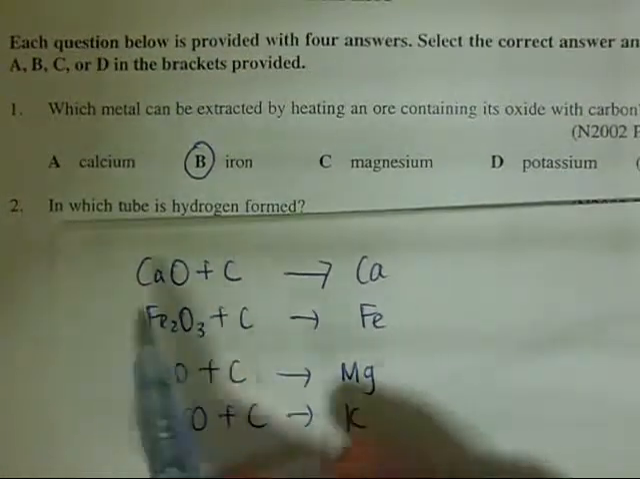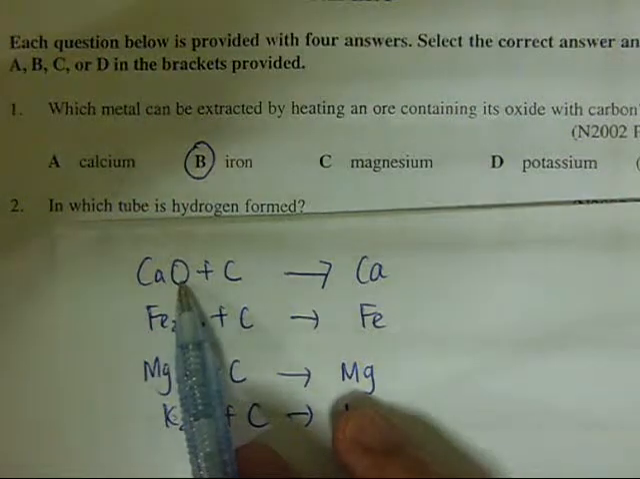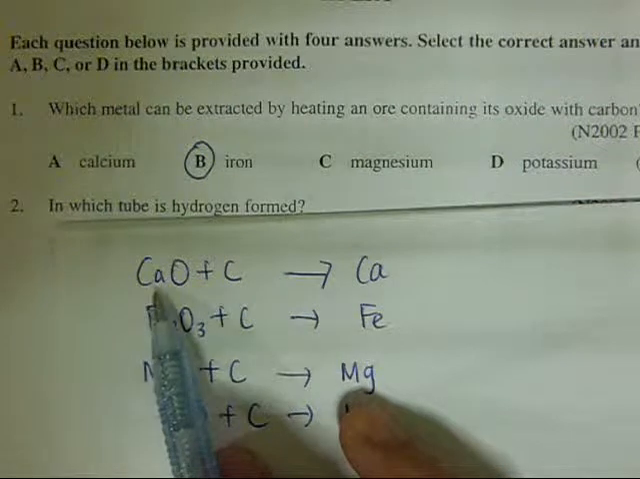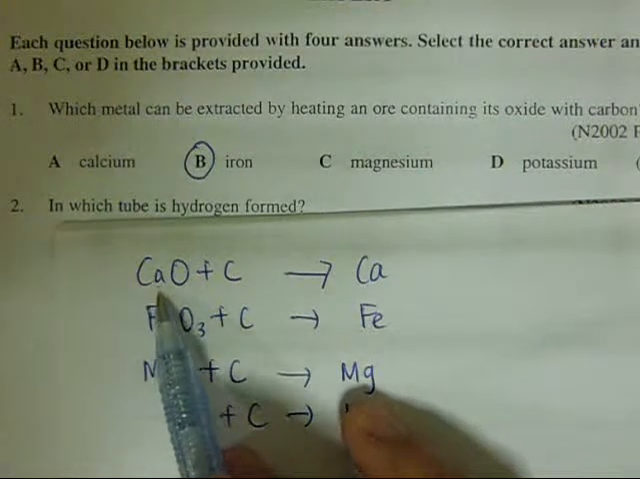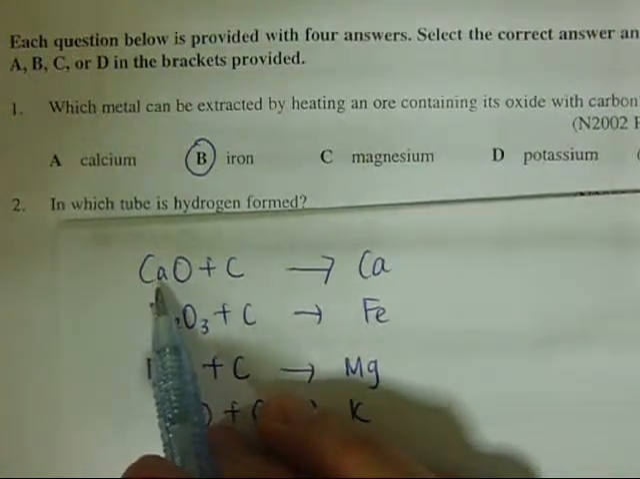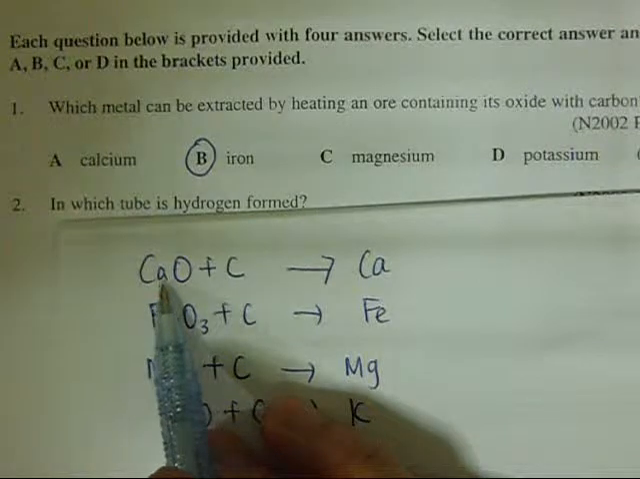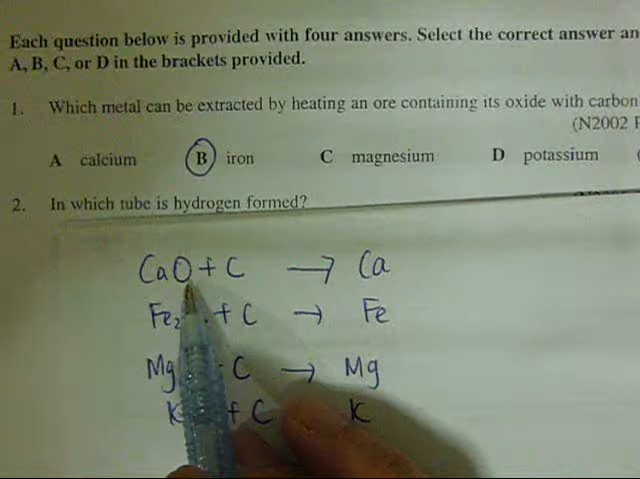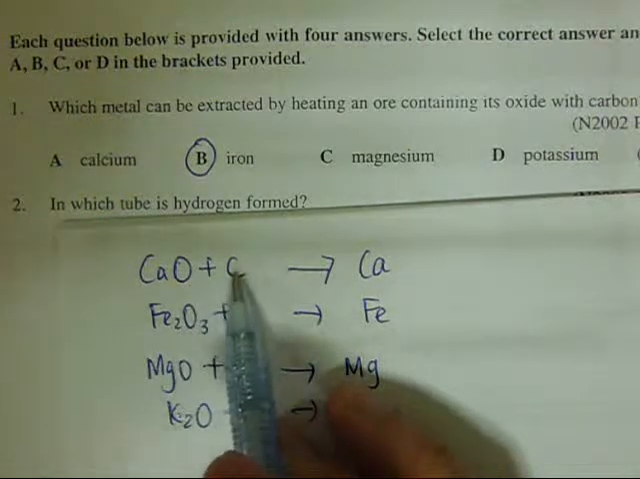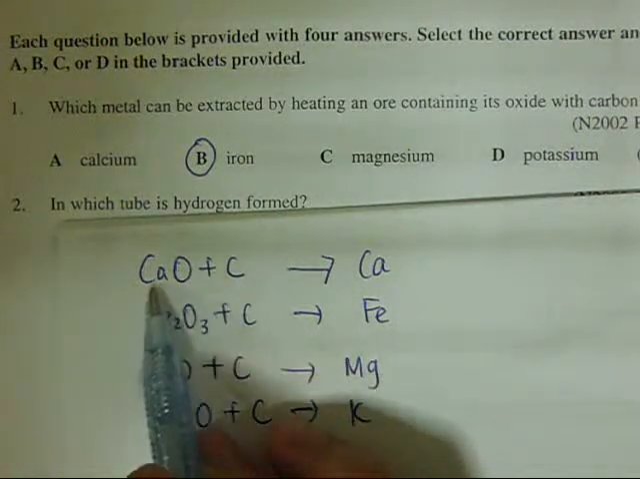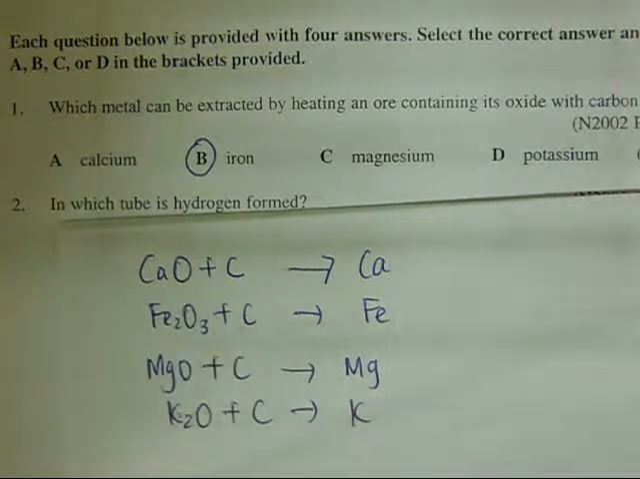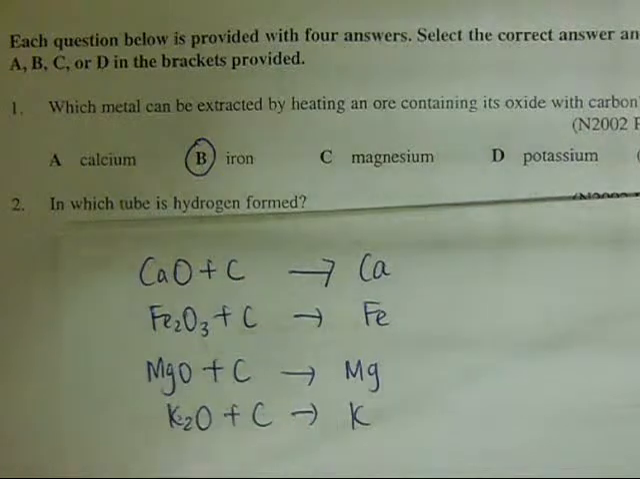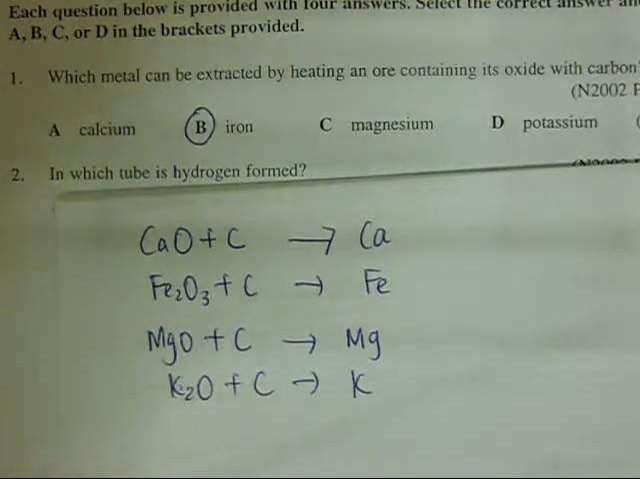Now, why can calcium oxide not be extracted by heating it with carbon? It is because calcium is very reactive, and hence it has a greater tendency of forming an oxide with the oxygen. Therefore, it is very difficult for the carbon to split the calcium and the oxygen. So it all boils down to the reactivity of the metal.